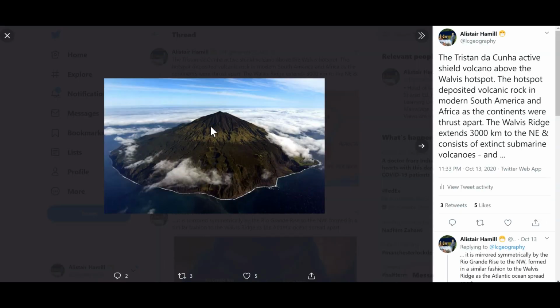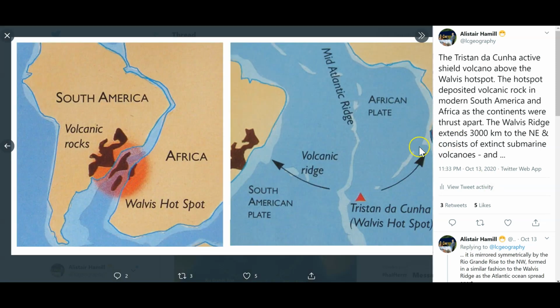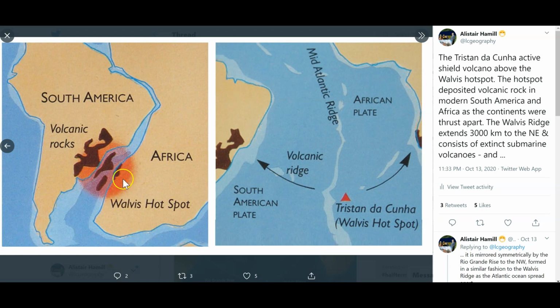Well, there's Tristan da Cunha, right, volcanic island. Let's have a closer look at how it actually formed. If you thought that this was formed as the Atlantic Ocean spread apart, you're absolutely right, because this is sitting above the Walvis hotspot, and this is one of the hotspots that drove the seafloor spreading process that caused the formation of the Atlantic Ocean.